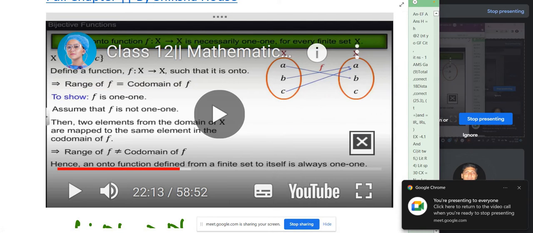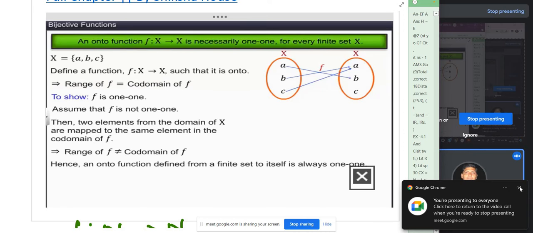Yes, sir. A function defined from a finite set to itself is always 1, 1.